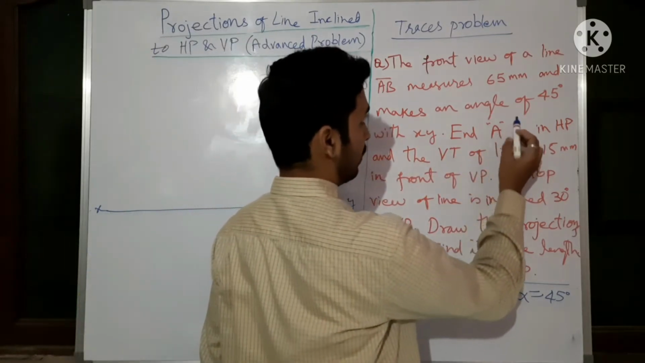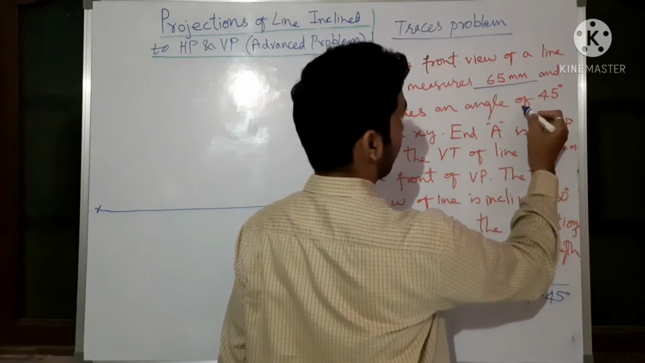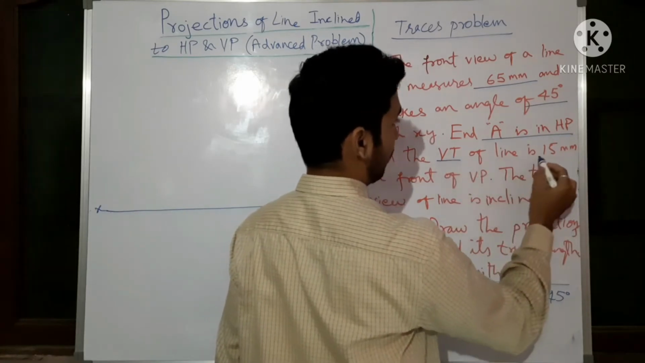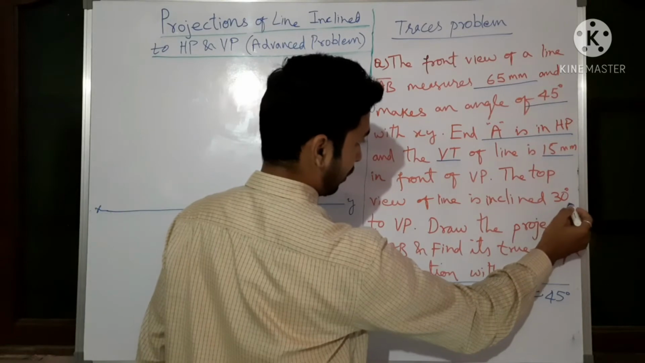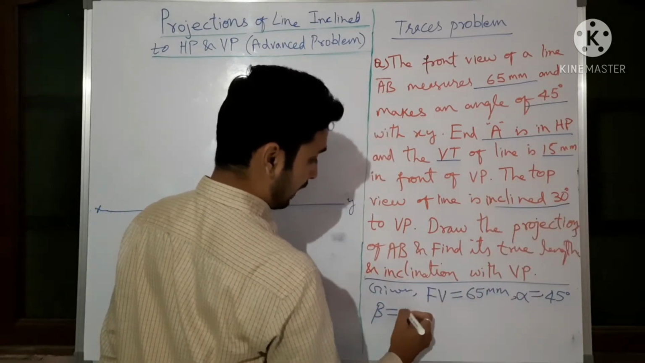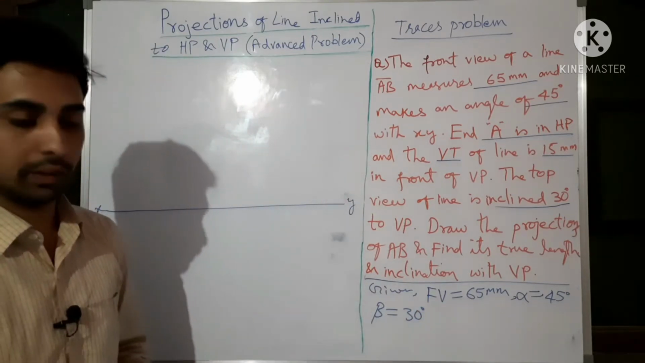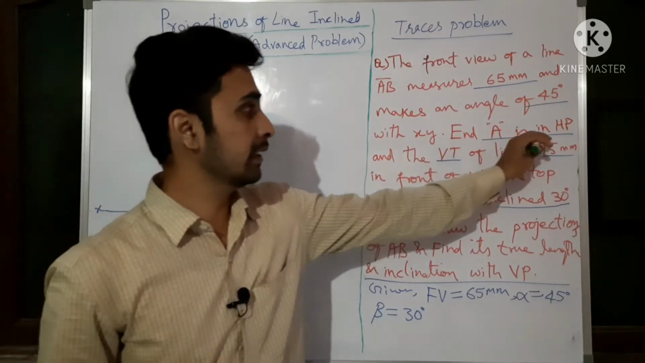For the time being we will highlight this. Front view is 65 mm, front view making 45 degree, and A is in HP. VT of line 15 mm, we'll see later on. The top view of the line, this is important, is inclined 30 degree to VP. So beta, that is the top view inclination, is 30 degree. Let us try to solve this problem.